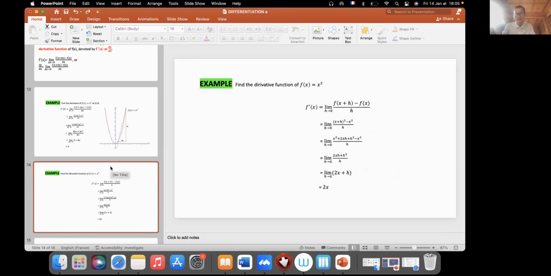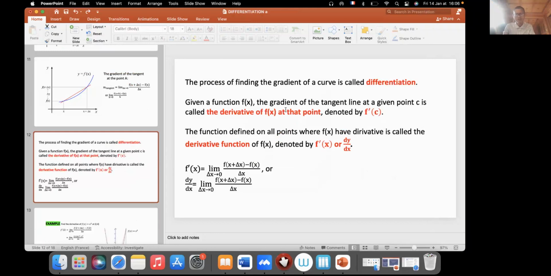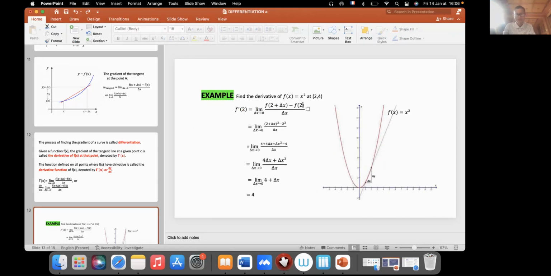Now, second example, find the derivative function of f of x equal to x squared. This time, we aim to find the derivative function by our definition. The derivative function, f prime of x, goes like this, right? It's two steps. The first step is the gradient of the secant line, right? The second step, we let the secant line approach the tangent line, and that is delta x approaches 0, right? So it goes like this.